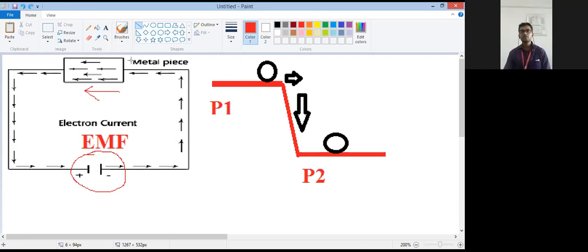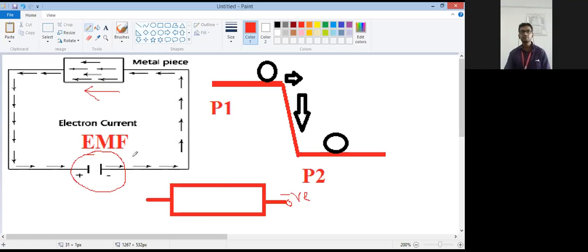Suppose this metal piece is there. As you can see, the negative terminal is applied to this side. So again, draw this metal piece. Say suppose this is a metal piece, and here you have connected the negative terminal, and here you have connected the positive terminal.